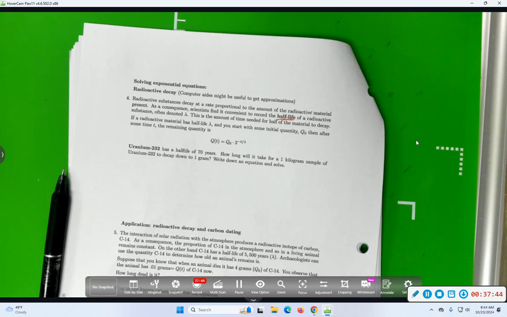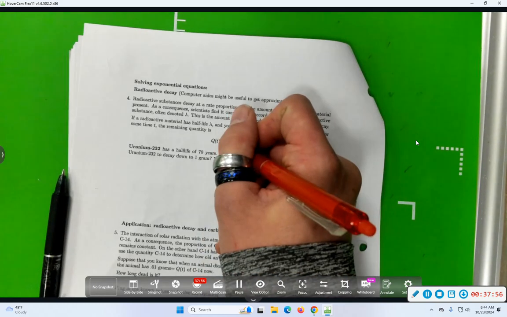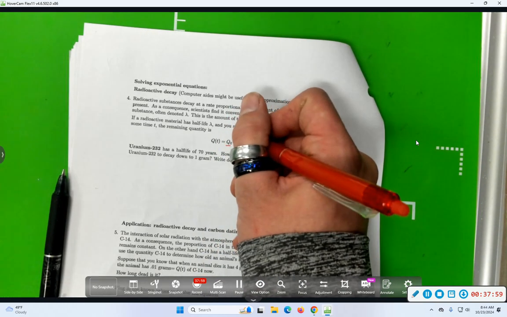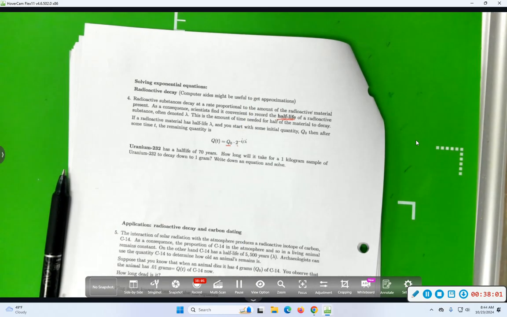A radioactive material has half-life lambda, which is a letter that physicists and chemists often use to denote half-life. The formula for the amount you have left after time t is the initial quantity times 2 raised to the power of time divided by half-life. And we talked about why that formula was sensible. Time divided by half-life gives you how many half-lives have gone by. So you need to divide by 2 that many times. That's the same as multiplying by 2 raised to negative that power. We feeling good?